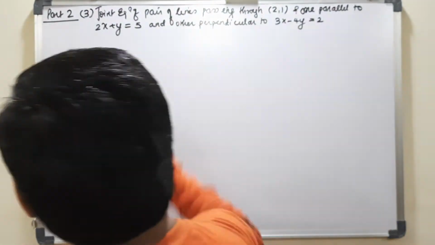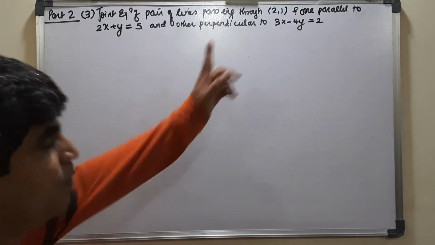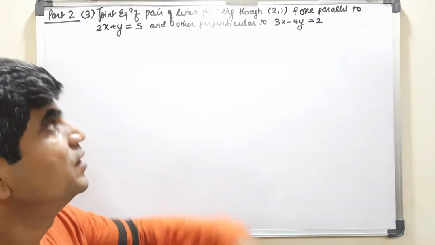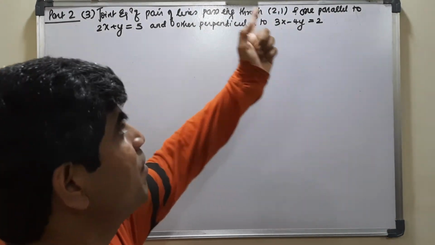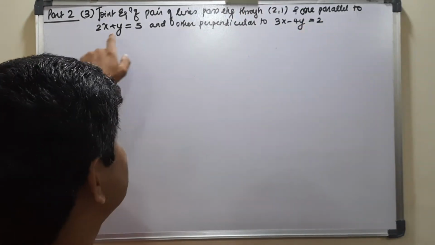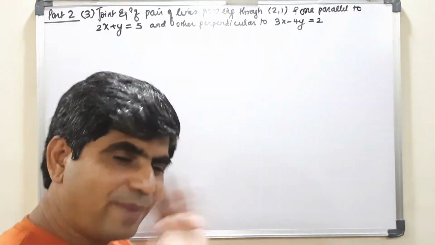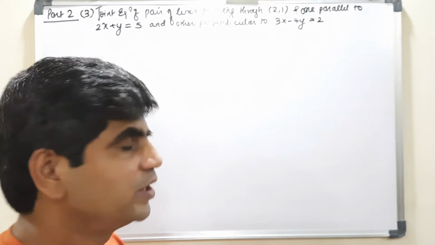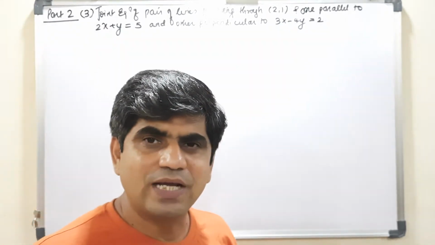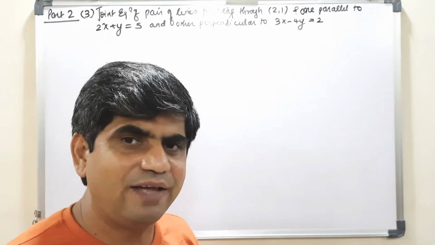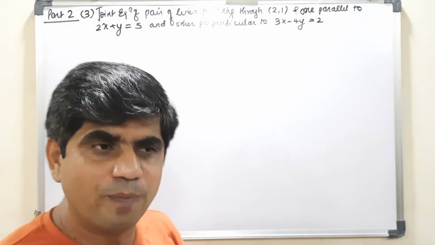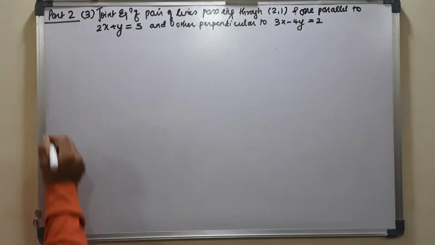You need to find the joint equation of the pair of lines which pass through (2, 1). It is the same as before. It is passing through (2, 1), but one line is parallel to this line and the other is perpendicular to this line. So one parallel and the other perpendicular. The only difference will be with the slope, and the rest of the procedure will remain the same.